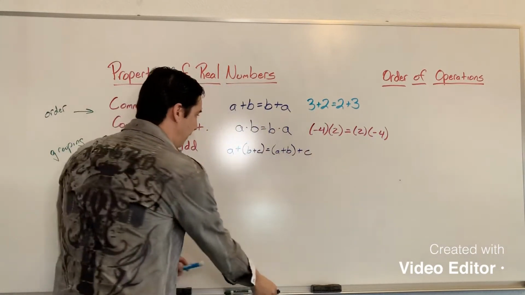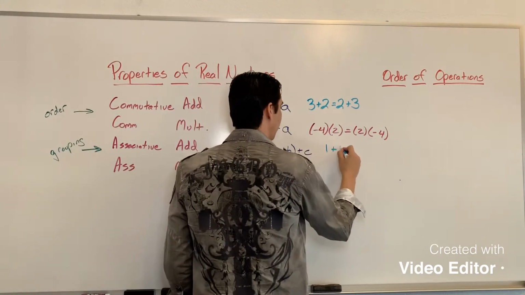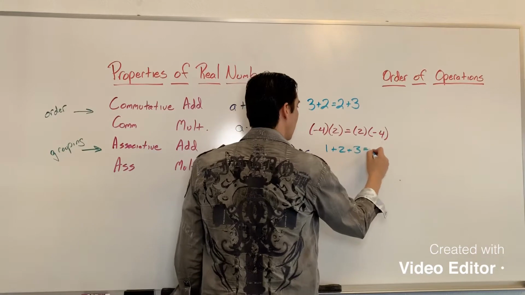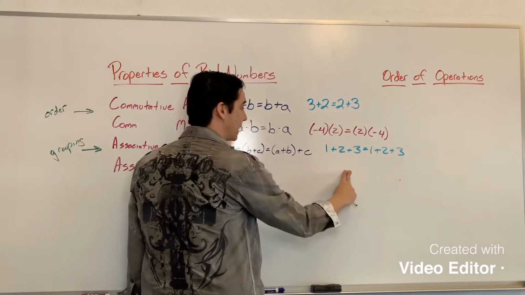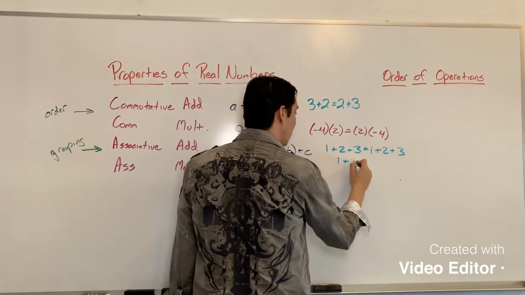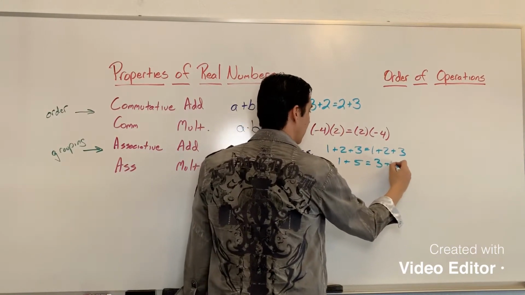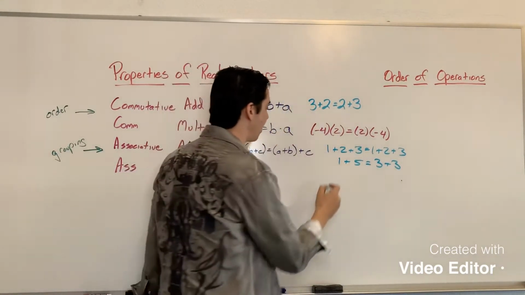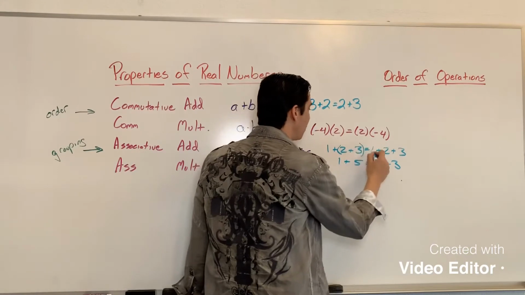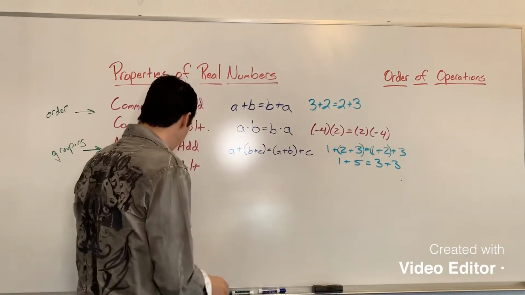And in a real life example, if we had 1 plus 2 plus 3, it doesn't matter if we add the 2 and the 3 first, or we add the 1 and the 2 first, because 1 plus 5 equals 3 plus 3. It doesn't matter how I group them. And the same thing goes for multiplication.